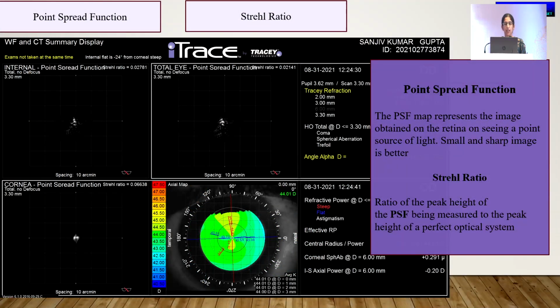The same thing can objectively be defined by the Strehl ratio. So what is the Strehl ratio? It is the ratio of the peak height of the point spread function being measured to the peak height of a perfect optical system. In this map we get the Strehl ratio. The closer it is to 1, the closer it is to a perfect optical system.